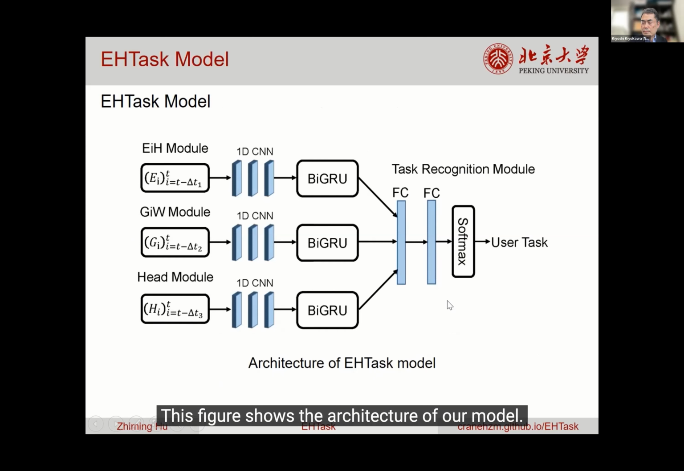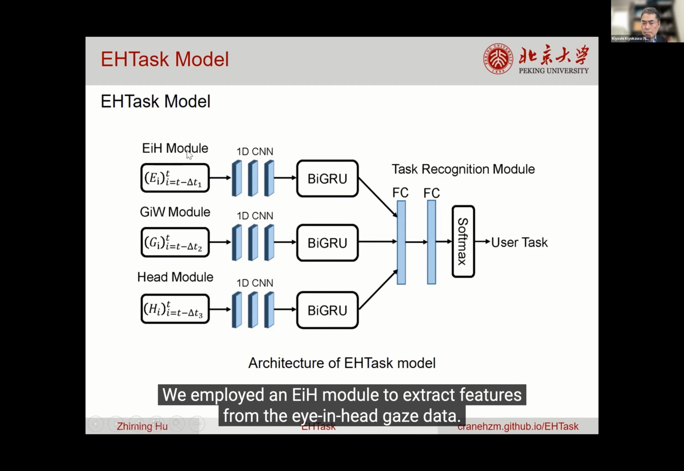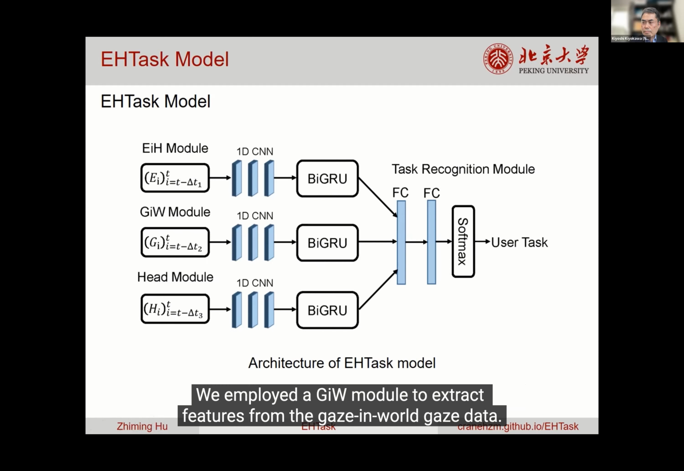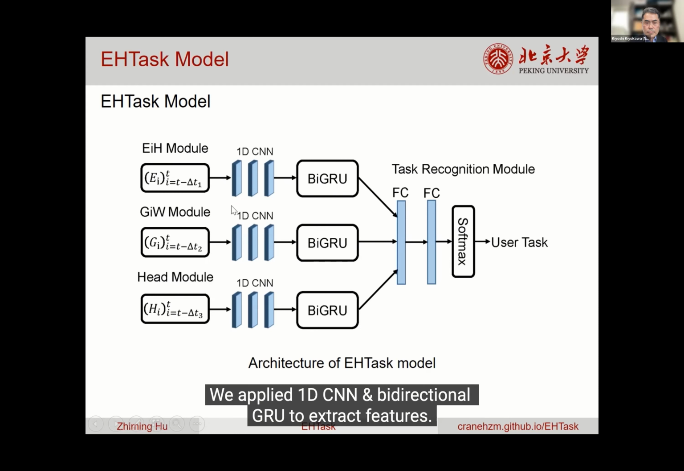This view shows the architecture of our model. We employed an EIH module to extract features from the eye-in-head gaze data. We employed a GIW module to extract features from the gaze-in-world gaze data. We employed a head module to extract features from the head data. We applied 1D CNN and bidirectional GRU to extract features. We employed 2 fully connected layers to recognize user tasks.